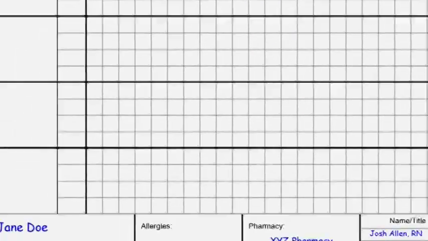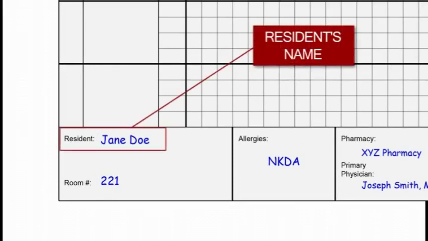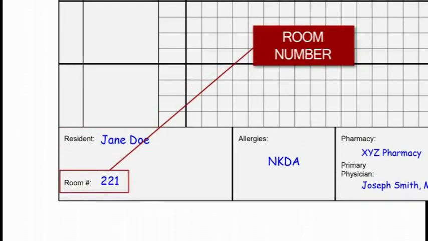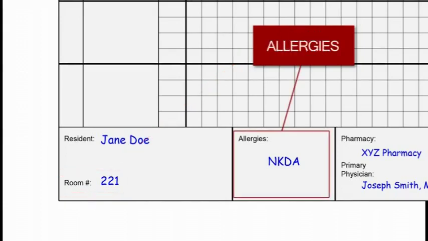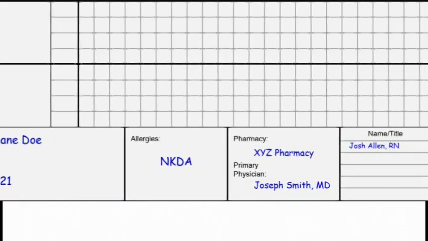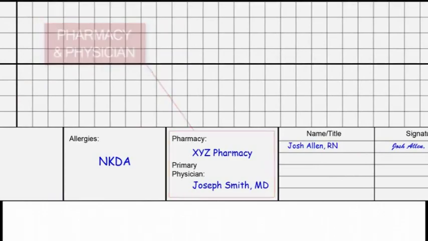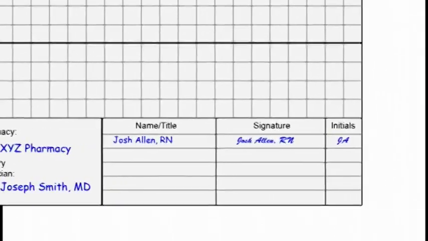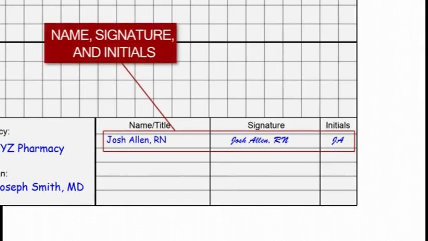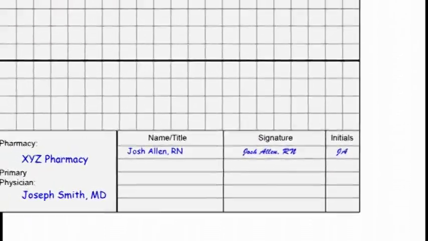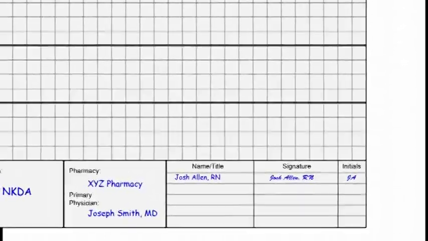At the bottom of the MAR are places to indicate the resident's name, their room number, any allergies that they may have, the name of their pharmacy and physician, as well as a place for each staff member that uses this particular MAR to list their name, signature, and initials. This only has to be done once each month on the MAR, as it is a way to reference the initials that are placed on the MAR with each individual staff member. It is not necessary to sign your full name to the MAR every time you use it.